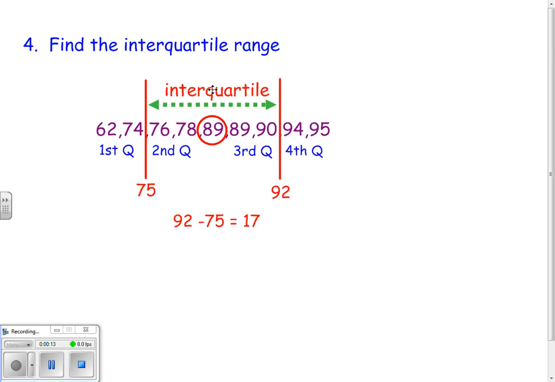Just a quick refresher on interquartile range, something you probably haven't done for quite a while. I've put all of the numbers in order for the checkup, and I circled 89. That's your median. Medians are numbers in the middle.